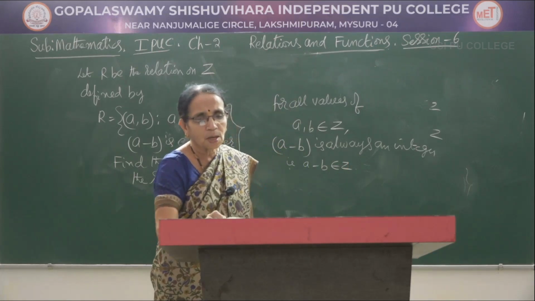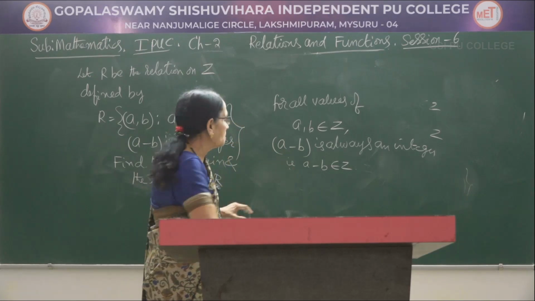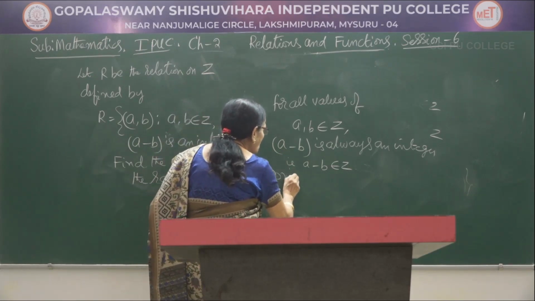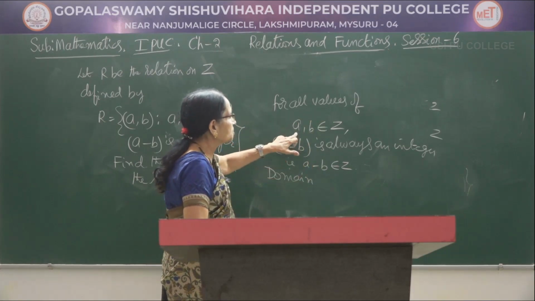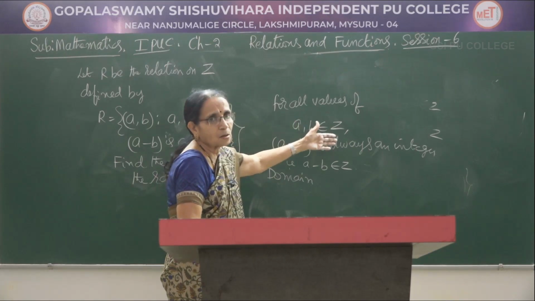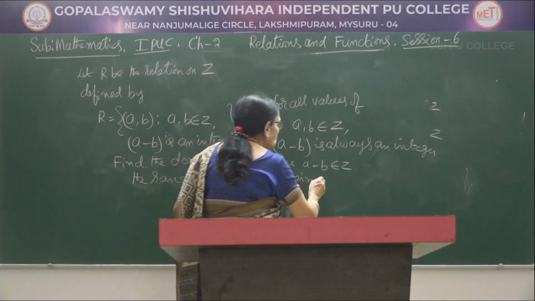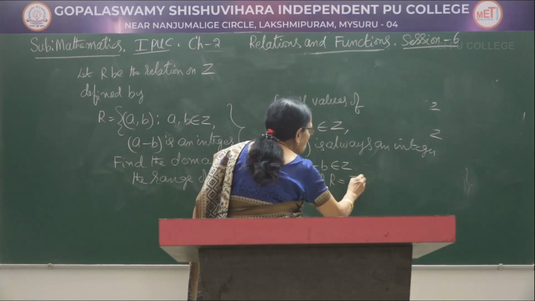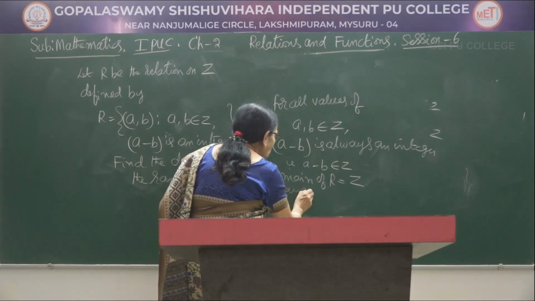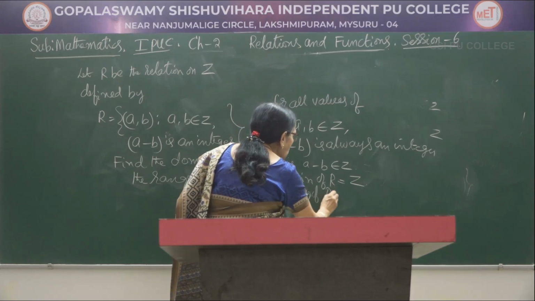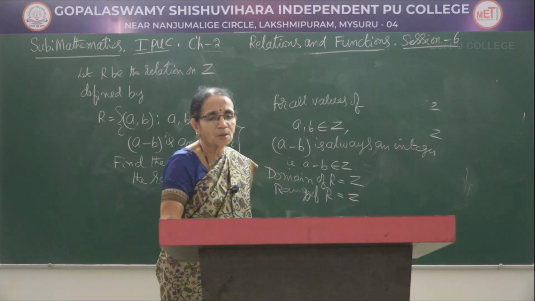So, how do you write this one? The domain is the set of the first elements, that is Z. You write, for all values of A and B, the first element can take any integral value, and the second element will be an integral value only. Therefore, the domain of R is the set of the first elements, that is Z, and the range of R is also the set of the second elements, that is nothing but the set of the integers.